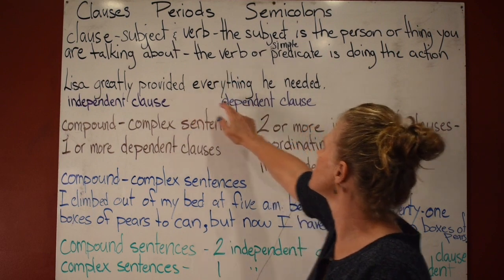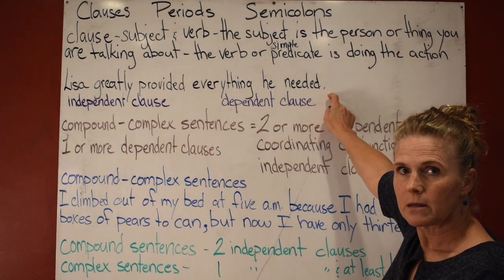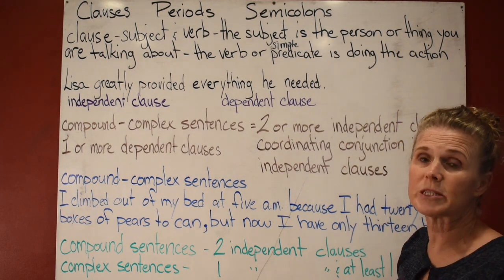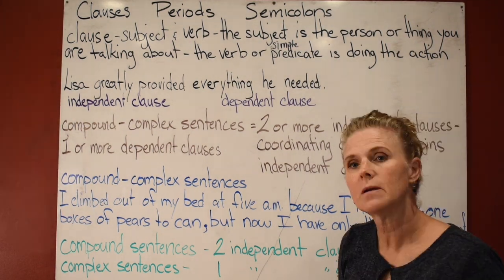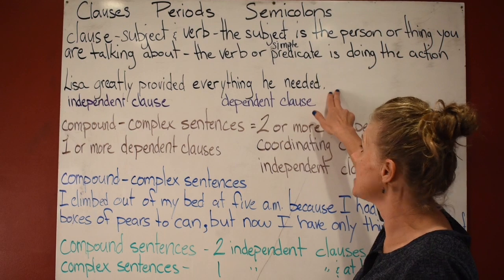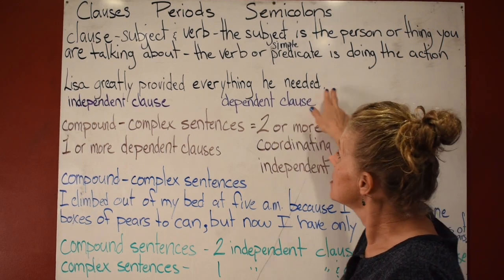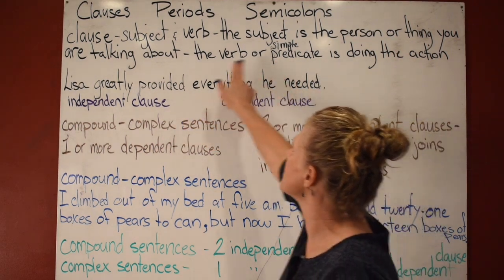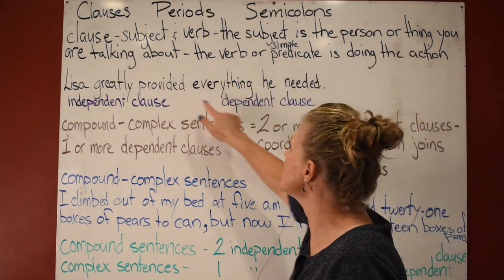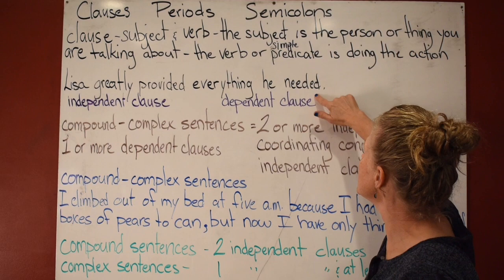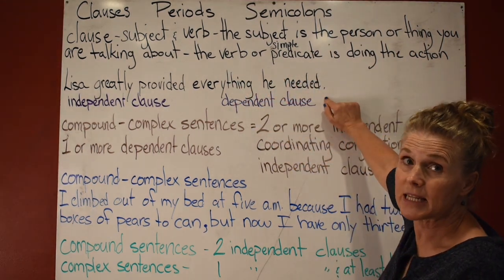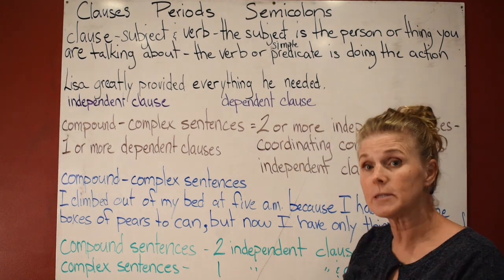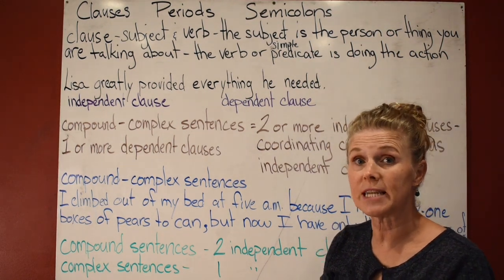But this is also something else. What do you think it is? It's not just a dependent clause, but what position is it sitting in a sentence? Noun. It is sitting in a noun position. Nice. Lisa greatly provided. What's being provided? Everything he needed. This is the direct object position. This is a noun clause sitting in a noun position. Okay? And all object positions are noun positions in sentences.